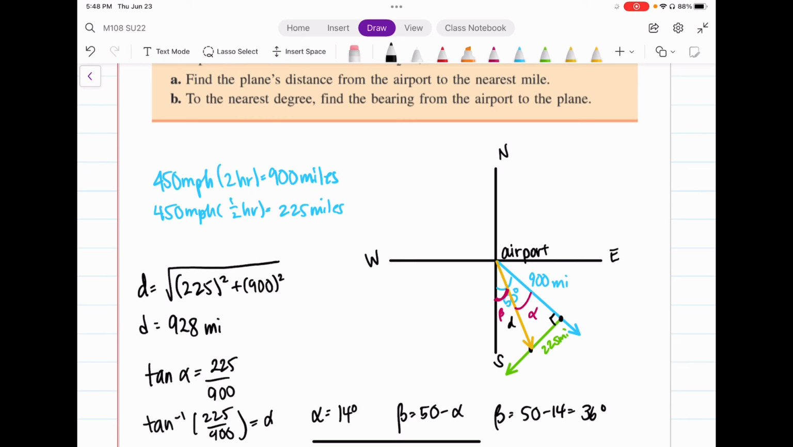The bearing is then south 36 degrees east, as that from the airport to the airplane was going down into the negative y's and to the right into positive x's, which is south 36 degrees east.